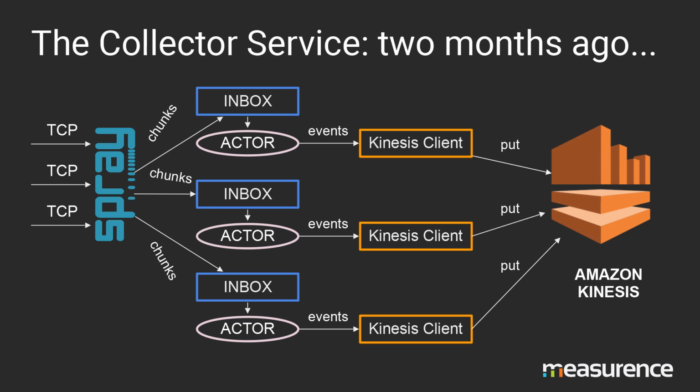At this point, Spray started sending chunks to the new worker actor, and messages started to flow from Spray to the actor's inbox. Once the actor had processed the message, it sent an event to another actor, the Kinesis client, which was devoted to performing the actual upload to Amazon Kinesis.